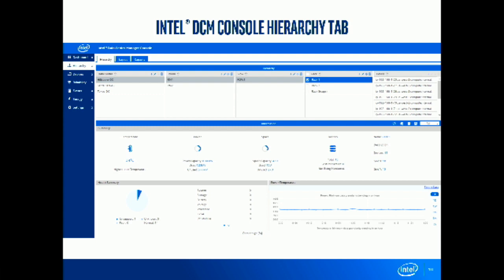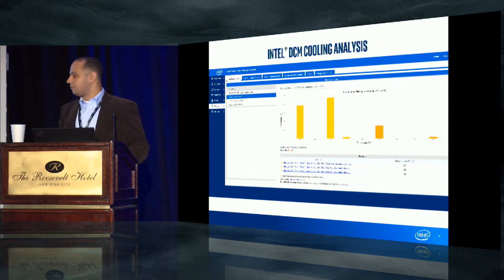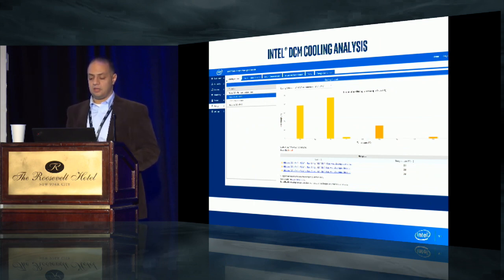And thermal hotspots can be due to many reasons. The simplest of them could be something was placed on top of a ventilation next to a rack, and we've seen that actually in production environments, where something that simple could cost a lot of money. Okay, and this is one of the other tabs, which is Intel DCM cooling analysis. So you can easily, like I said before, pinpoint areas where you might have inefficient cooling or thermal hotspots.